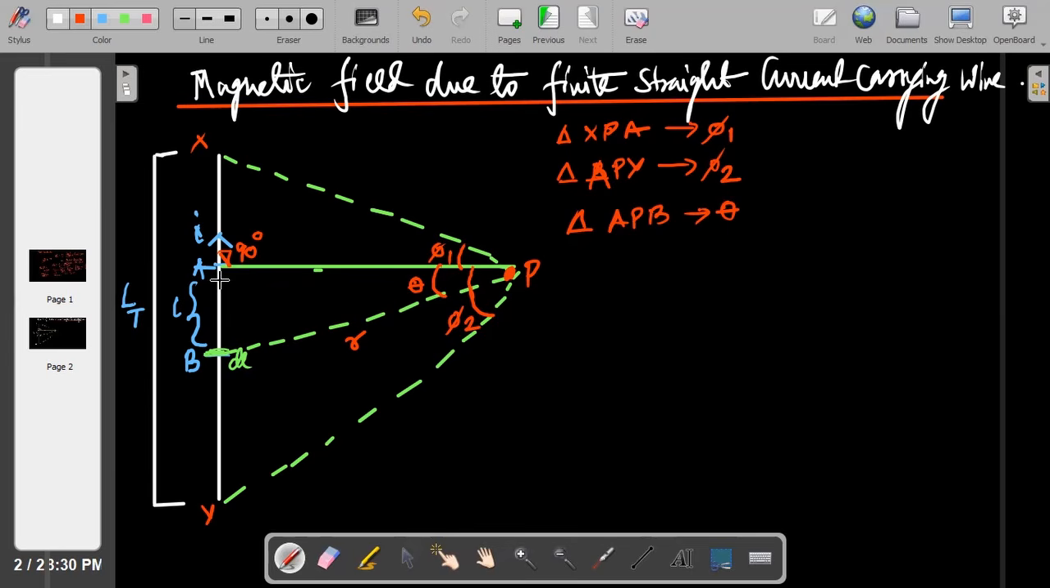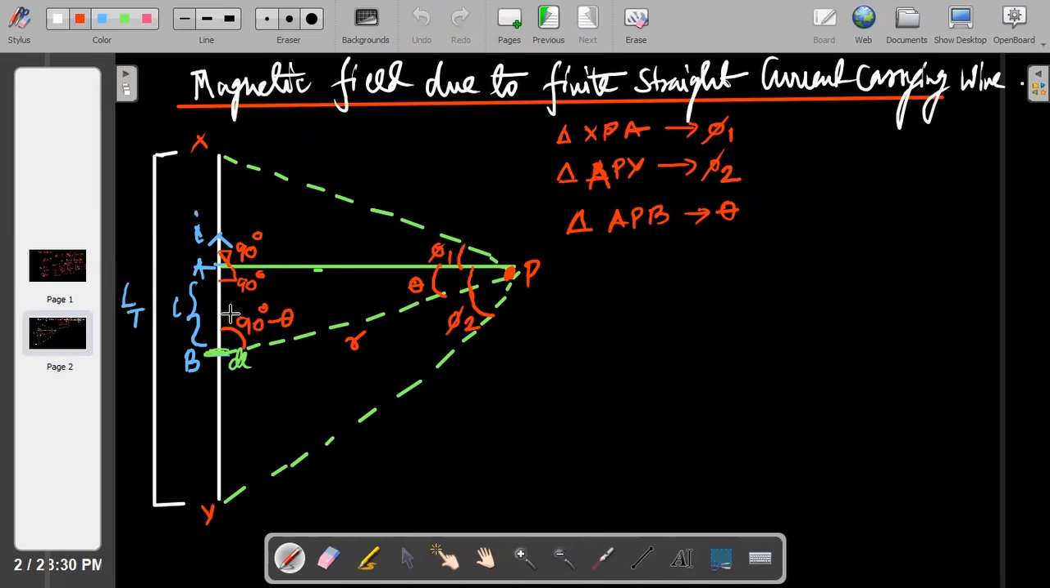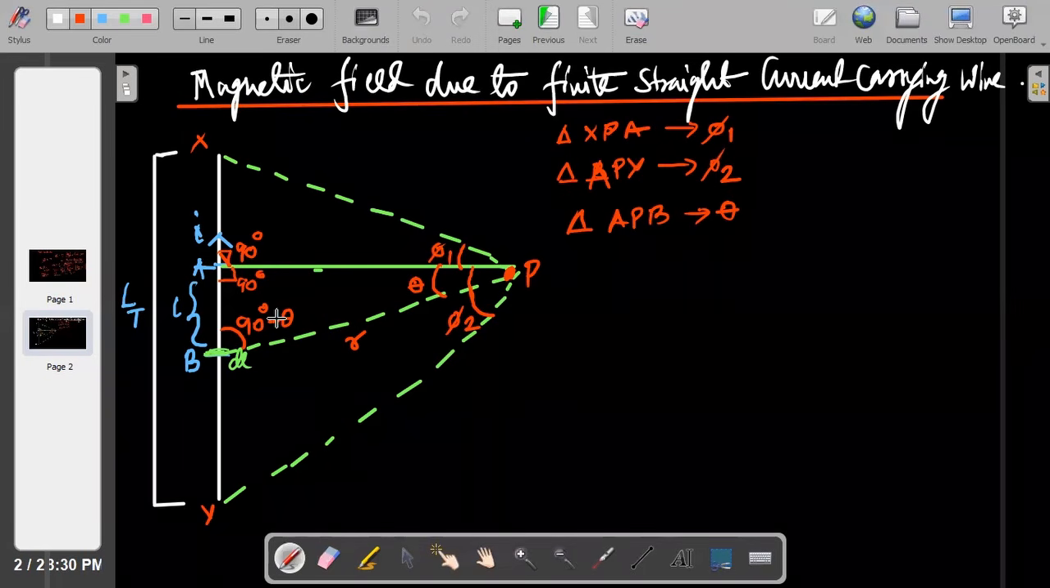We are letting this angle as theta. Now, this angle is 90 degree, so obviously this angle will be what? 90 degree minus theta. Now please recall the Biot-Savart law. Look here. The angle between this length of segment, from DL to point P, we take as theta, right? But here we are taking 90 degree minus theta. Why is it so? We can take this as theta also, so this angle will be 90 degree minus theta.